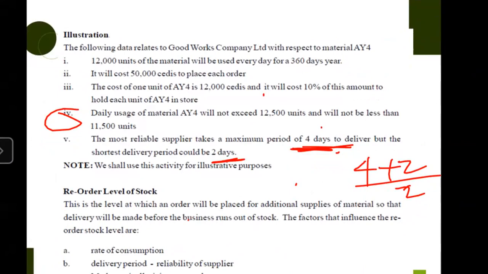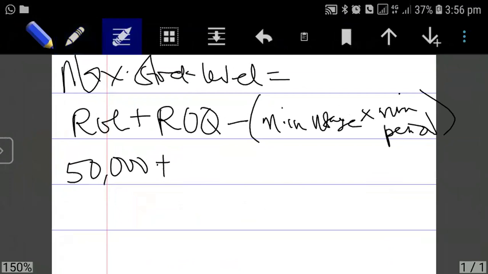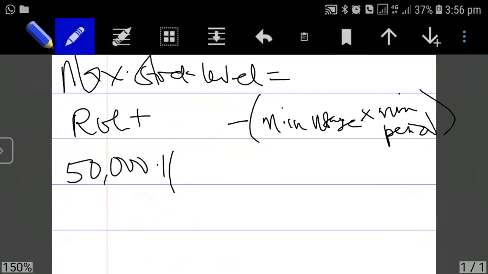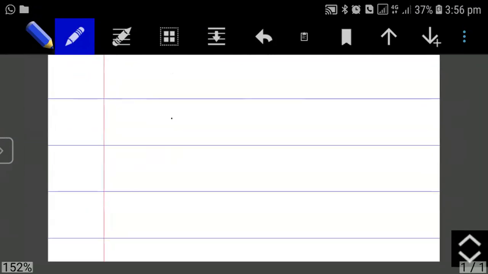It is better to just calculate the other quantity so that it will not give us issues. In order to calculate the reorder quantity, we need to calculate what? EOQ. So let us calculate it. To avoid confusion, the reorder level plus EOQ. Let us leave this out first and calculate your EOQ.